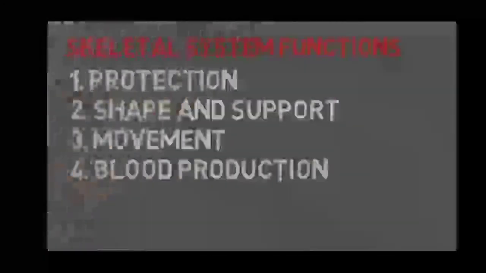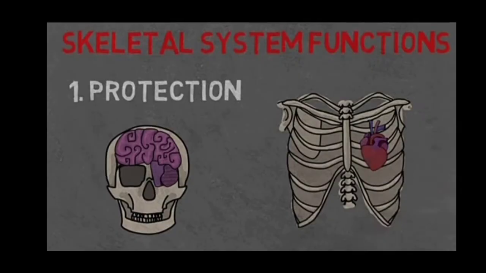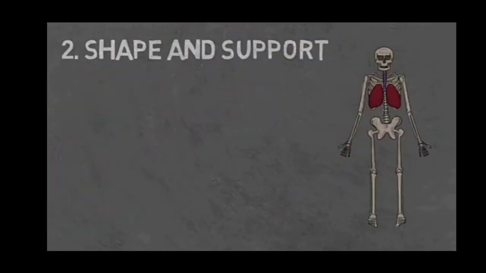Next, let us move on to skeletal system functions. First, protection. Second one, shape and support. Third one, movement. And fourth one, blood production. First, let us talk about protection. It gives protection for all the inner organs. It gives shape and support to our body.